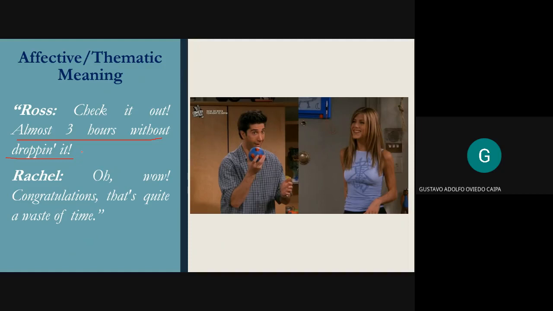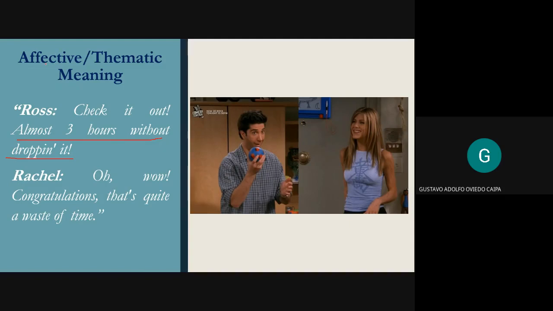In this case, he is using a fraction of a sentence in order to emphasize the time and the actions, but not really the people. He doesn't need to emphasize the people because it is obvious who is playing with the ball. It doesn't need to say, "Check it out, Joey, Monica, and me have been almost 3 hours without dropping it." He doesn't need to do that. He is emphasizing the action and the time in a thematic way because the subjects are obvious in the interaction.